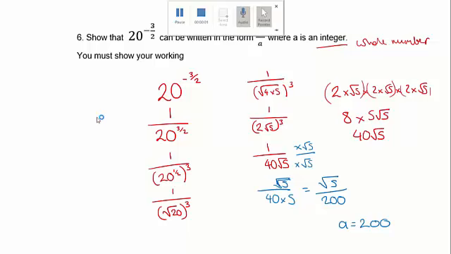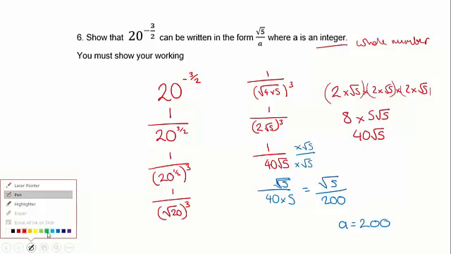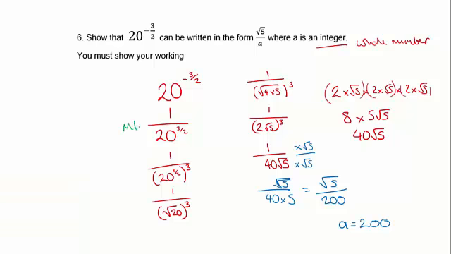So this is a 4-mark question. Your first mark is for using the reciprocal, so writing it as 1 over 20 to the power of 3/2. Your second is for knowing that 20 to the power of half is the square root of 20. Your third is for simplifying the surd and trying to rationalise your denominator. And your final one is an answer mark for 200.